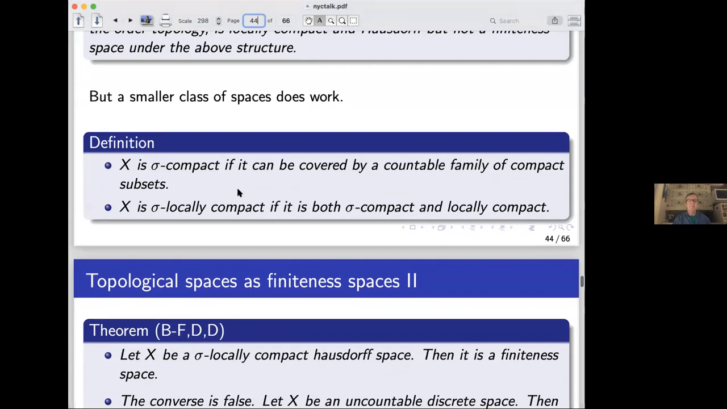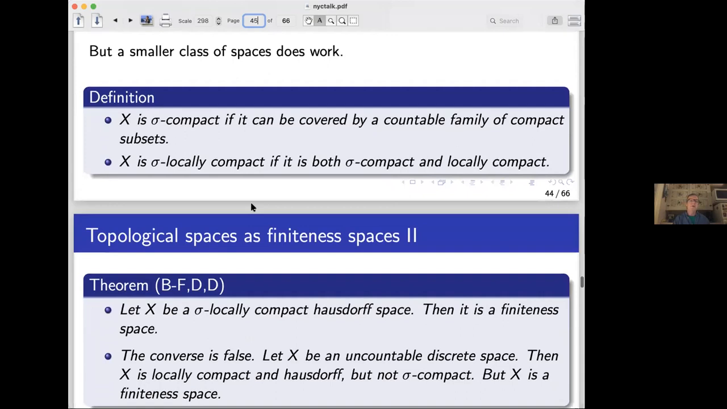And that is this. We'll say that a topological space is sigma compact if it can be covered by a countable family of compact subsets. So what we're doing really is building a sort of finitary structure into X. This, as I said, isn't really the optimal possible result. And then we'll say that X is sigma locally compact if it's sigma compact and it's locally compact.